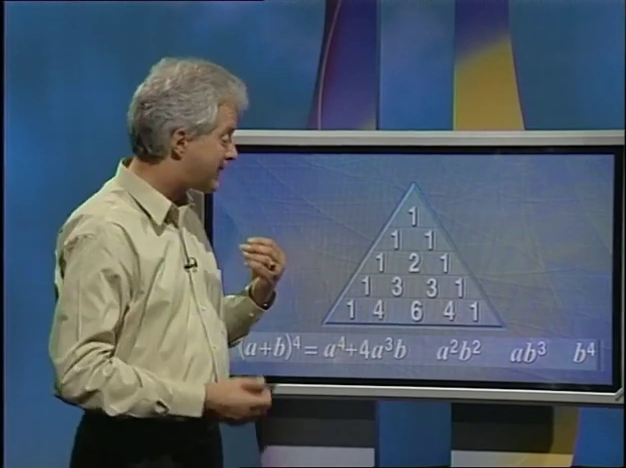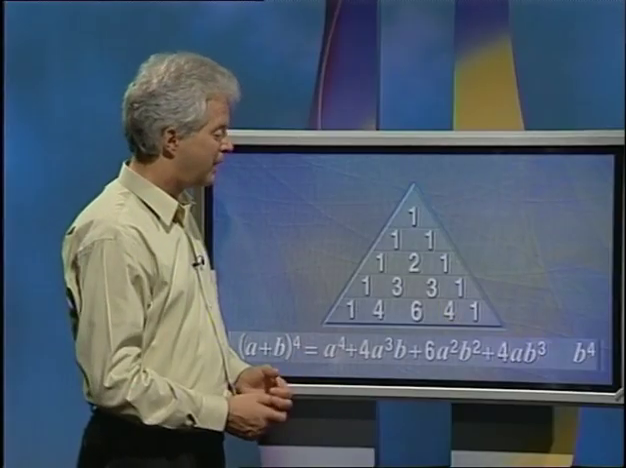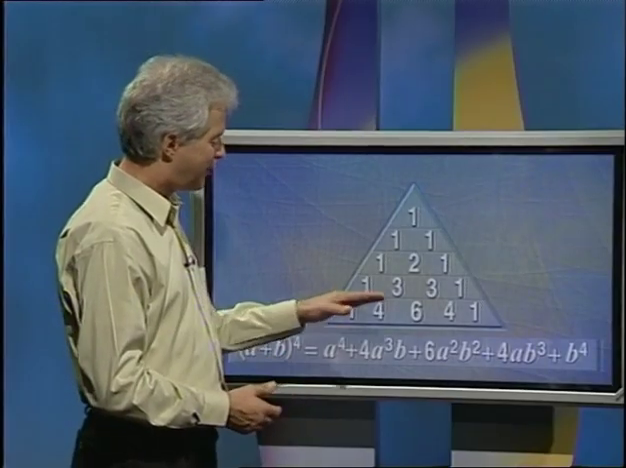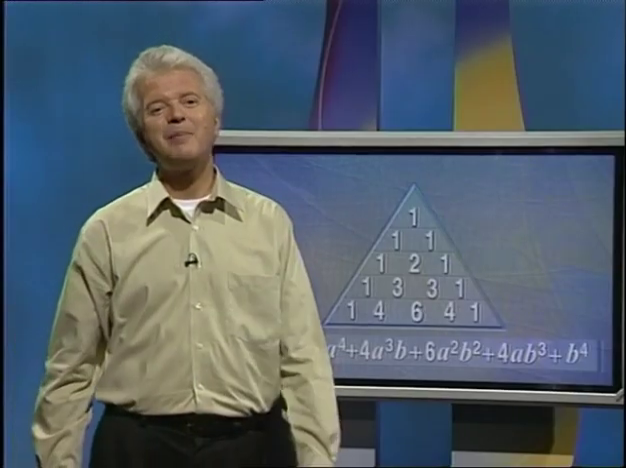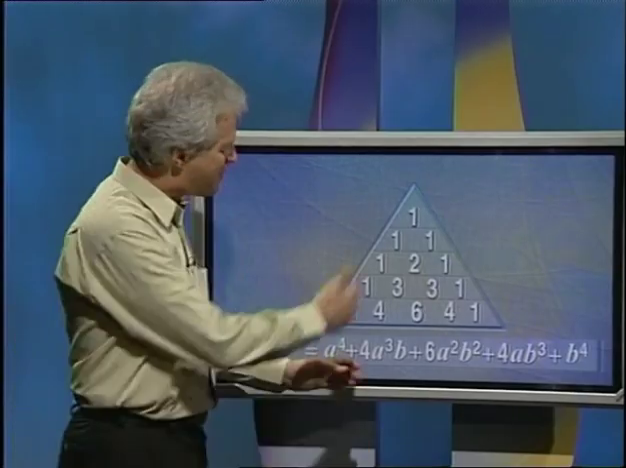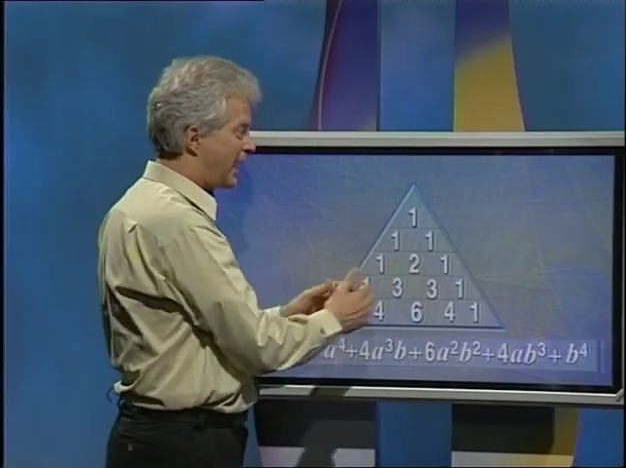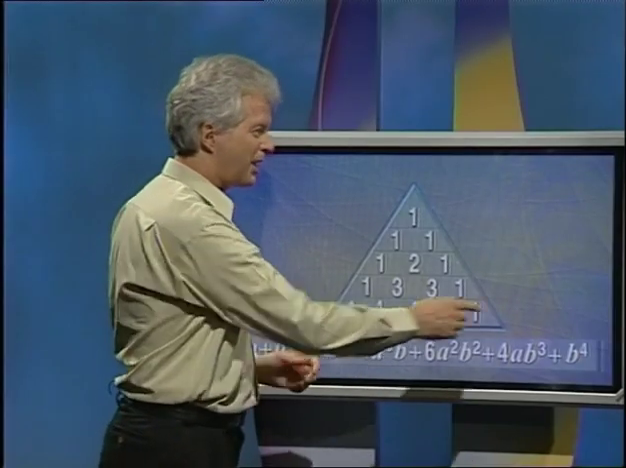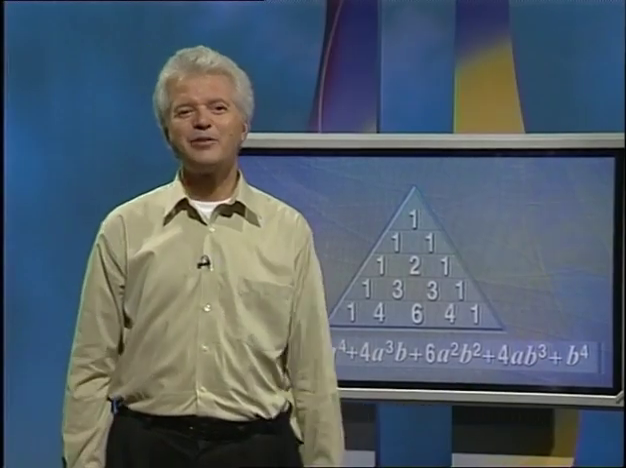Then we would have plus 6a²b², plus 4ab³, and finally plus 1 times the b to the fourth. So the fourth row gave us the coefficients. Notice that because of the way Pascal's triangle is constructed, it's symmetric about the middle, under a reflection in the central axis. So if you can calculate the first half of the coefficients, you can work out the second half quite easily. Now, Pascal's triangle is one of those lovely mathematical patterns that's a delight when you first come across it.